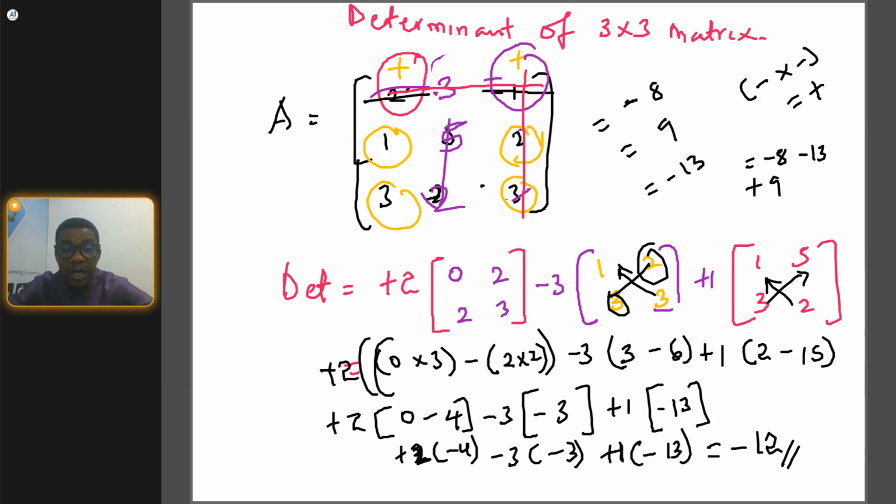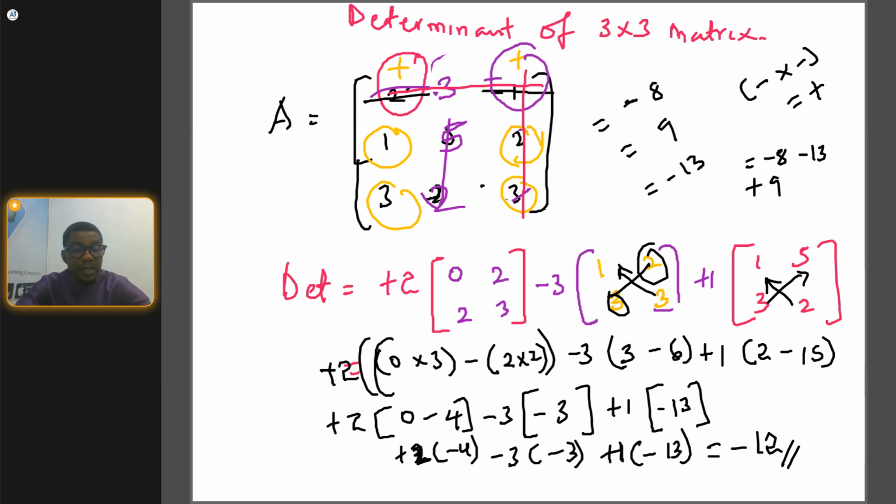I believe it's clear to us how to solve for the determinant of a 3 by 3 matrix. You have to first identify the plus minus sign. After that, you take each of the signs with the number that belongs to it and cross out where the number belongs, either the row or the column, then write out the remaining values. So this is how we solve the determinant of a 3 by 3 matrix.